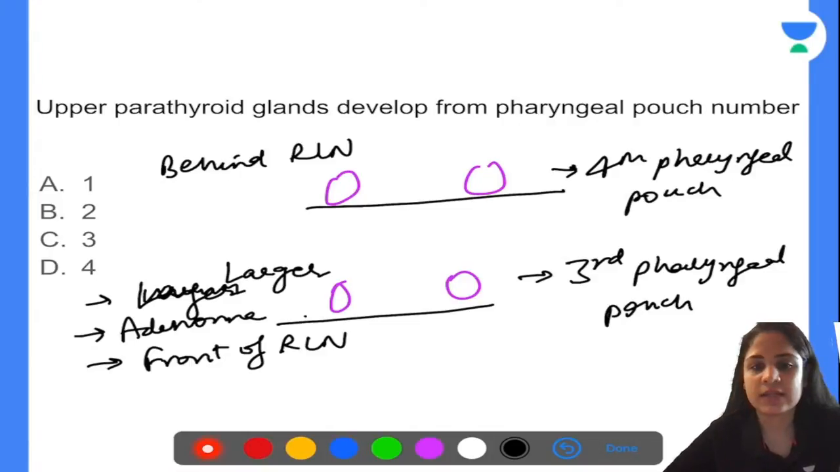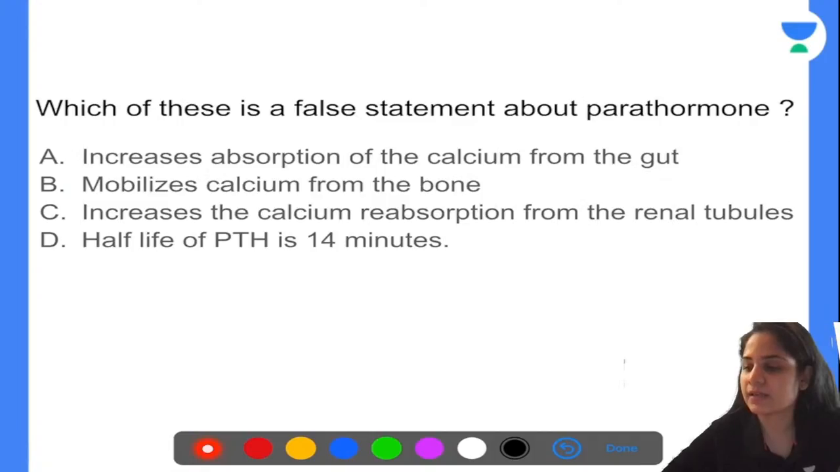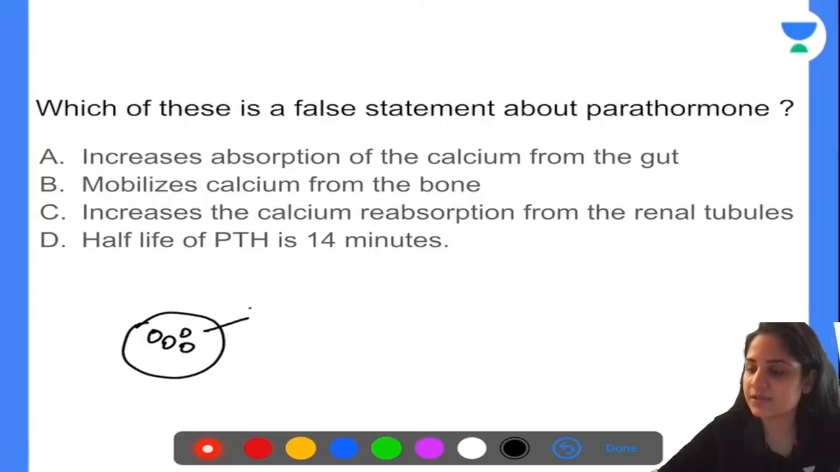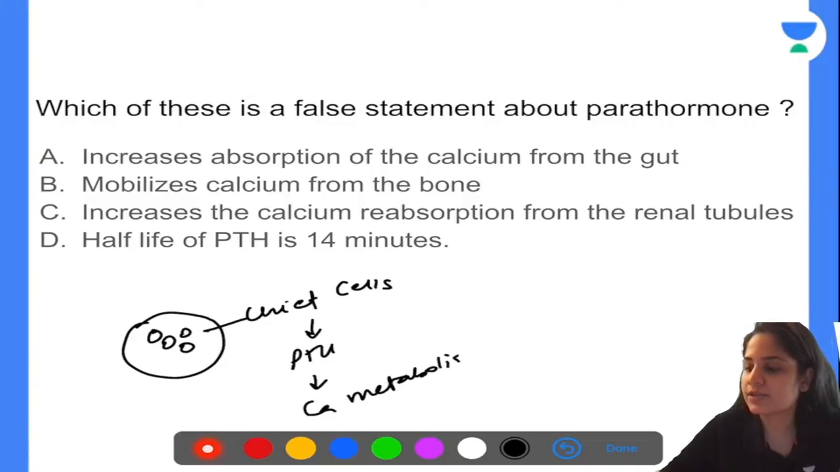Okay, now the next thing that they will ask you is what is the secretion of the parathyroid gland? So everyone knows about it. This is the parathyroid gland. The parathyroid gland contains cells which are called as chief cells. Okay, and what do the chief cells produce? They produce nothing but parathormone. And what does parathormone do? It is responsible for calcium metabolism.